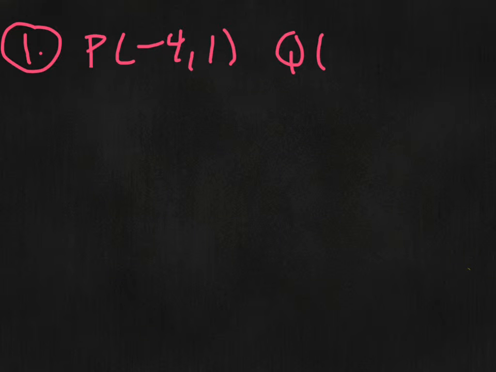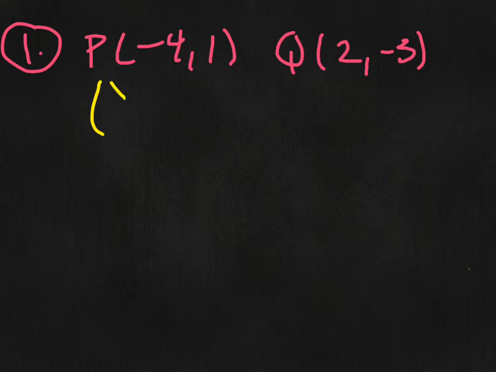For number 1 in your notes, you were given point P, which is (-1, 4), and Q, which is (2, -3). And these are endpoints of a segment. So P is one end, Q is the other. And we want to find what the midpoint is, which is exactly in the middle of that segment. In order to do that, we can use our handy-dandy formula, the midpoint formula.